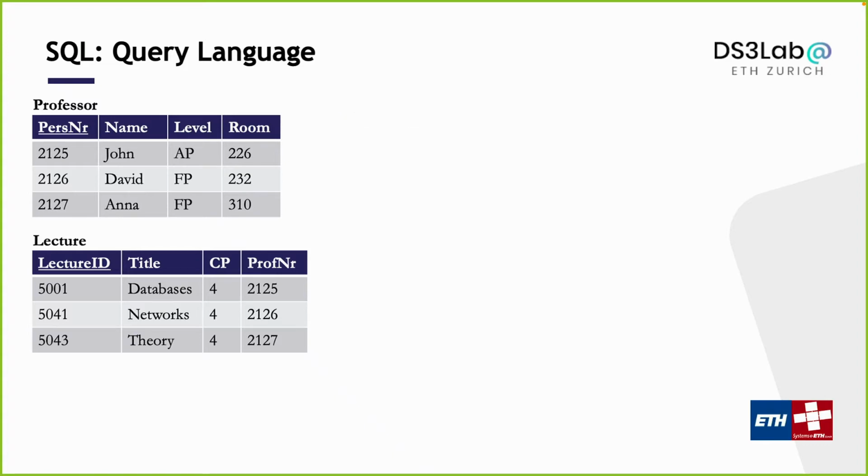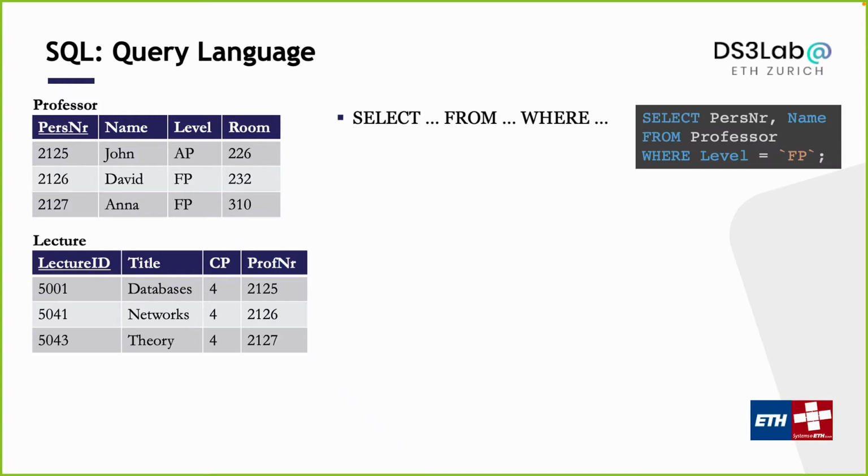And in this case, the really fundamental statement that you are going to write throughout the whole course and maybe throughout your whole career writing SQL queries is this statement, select from where. Okay? And it's actually very simple. So assuming I want to do a selection query, to say I want to find all professors with a level equals to FP.